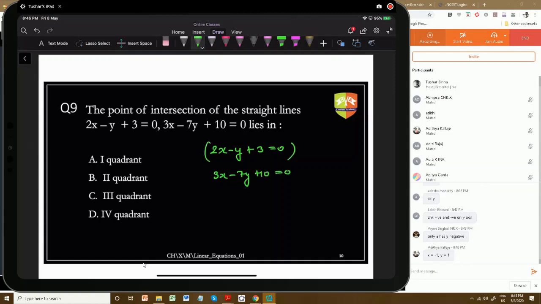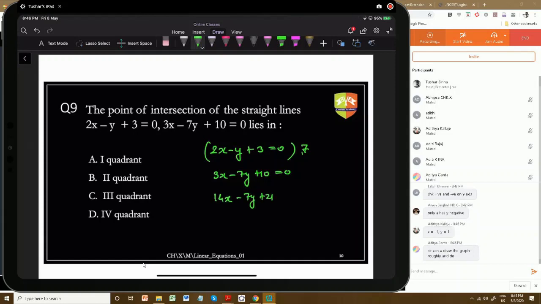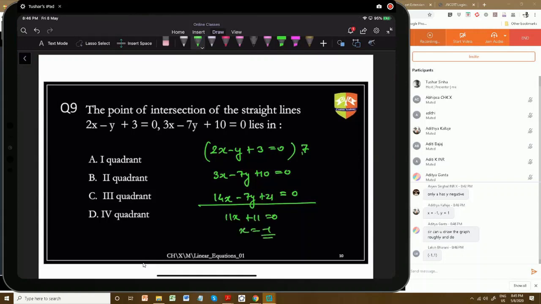So what I'll do is I'll multiply this equation by 7, so that y can get eliminated. So 14x minus 7y plus 21. It will take the same time, and it will give you the answer very quickly also. So subtract it, you'll get 11x plus 11 is 0. So x is minus 1. So when x is minus 1, you can find y. y is nothing but 2x plus 3, which is 1. So (-1, 1) is in the second quadrant.